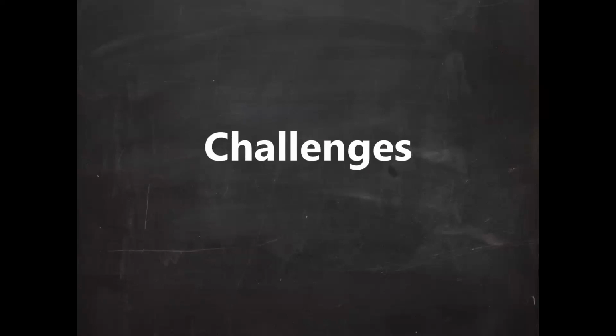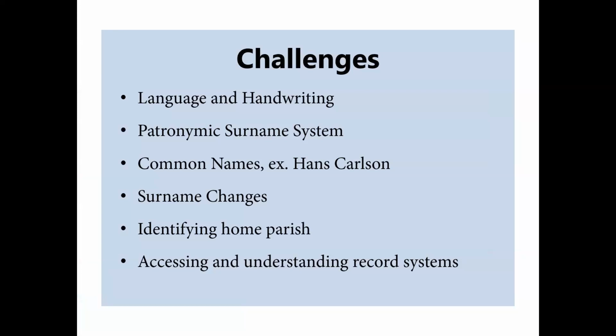So with this being said, there are a lot of challenges that we face when researching our Scandinavian ancestors. Probably first and foremost is the language barrier and handwriting. We're dealing with 4 different languages and lots of different cramped Gothic handwriting that we have to decipher when looking at original church records. There's also the patronymic surname system that we have to navigate, and of course, as a direct result of that system, lots of common names. As well, folks tended to change their surnames upon immigration, and that can be a big hurdle to figure out if you're identifying the right person.